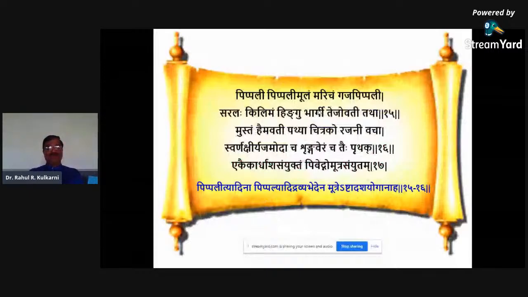Pippali Pippali Moolam Maricham Gaja Pippali Saralaha Kilimam Hingu Bhargi Tejovati Tataha Mustam Hemavati Patya Chitrako Rajani Vachaha Swarnakskiri Ajamodacha Shringavera Cha Pruthak. See, this is the yoga where all these Pippali Moola, Maricha, Gaja Pippali, all these dravyas can be taken, have to be taken separately. Chaivacha Pruthak means all have to be taken separately.